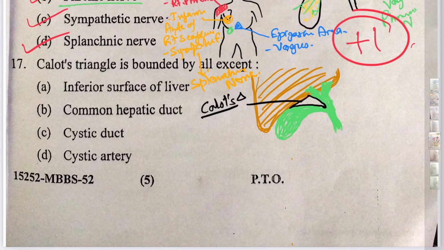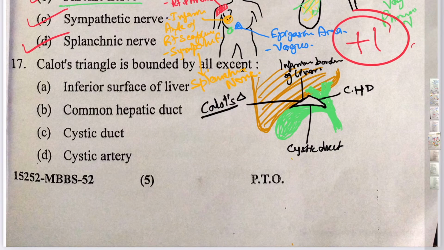So let me do the labeling for you. This border is formed by the inferior surface of the liver, here this boundary is the common hepatic duct, and this is formed by the cystic duct. So that's how a triangle is formed. This is the common bile duct. Now talking about the all except.